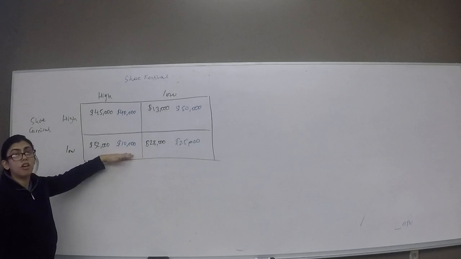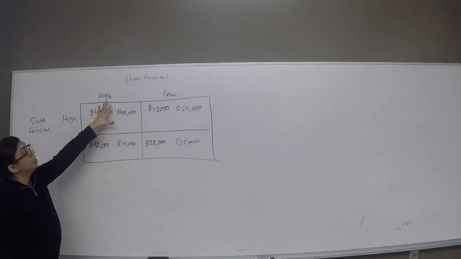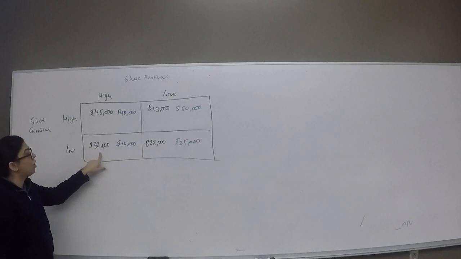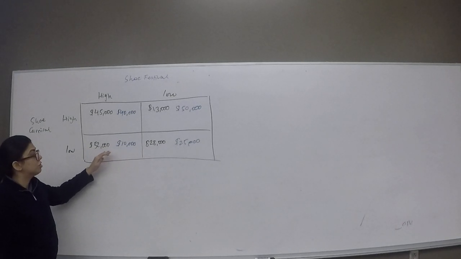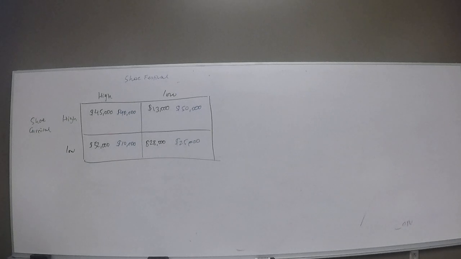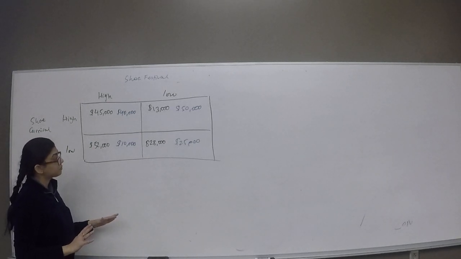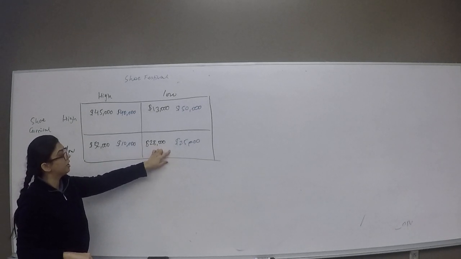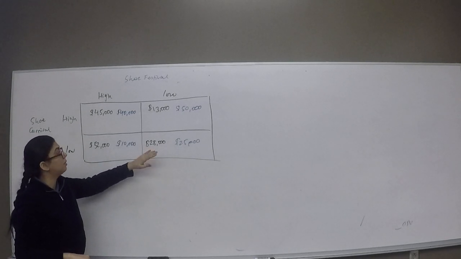So there's a danger of being in this spot where Shoe Festival decides to sell it high, but the other one decides to sell it for low and makes more profit. So to avoid that, the Nash outcome, or the Nash equilibrium, means you're thinking like Nash, thinking about what the other person might do. The safest would be to sell it for low, because if they both sell it for low, they'd be making 25 and 28, reasonable.